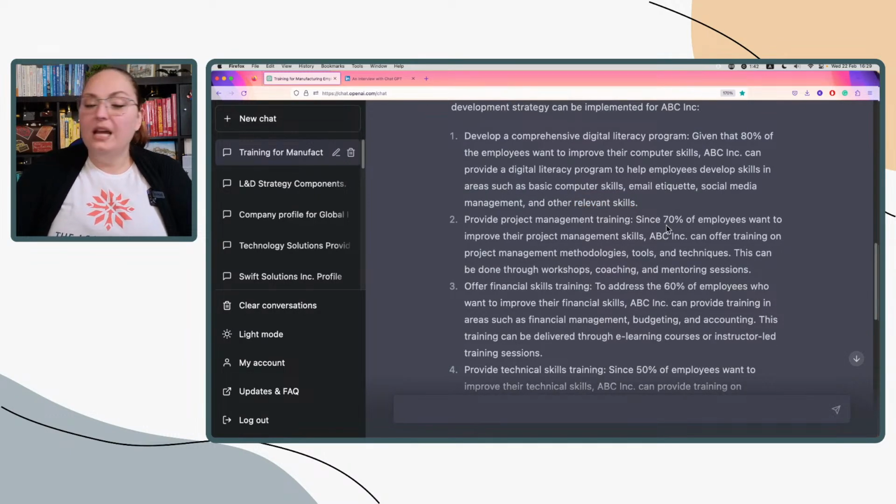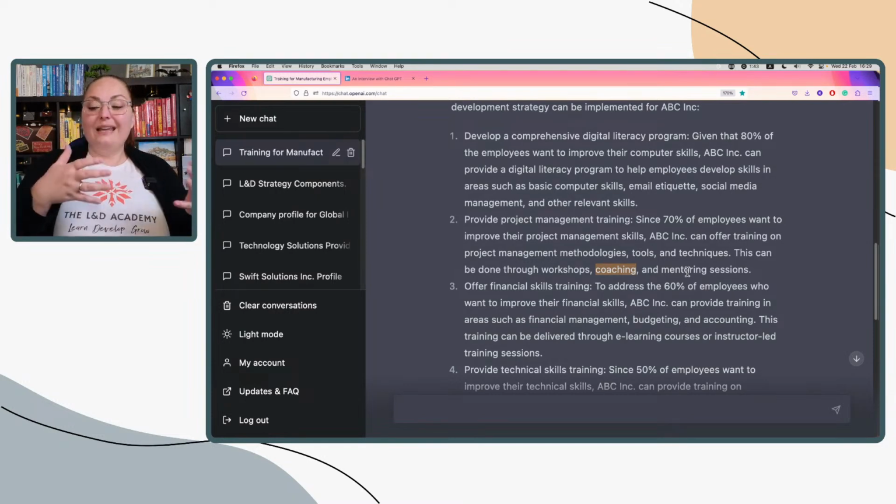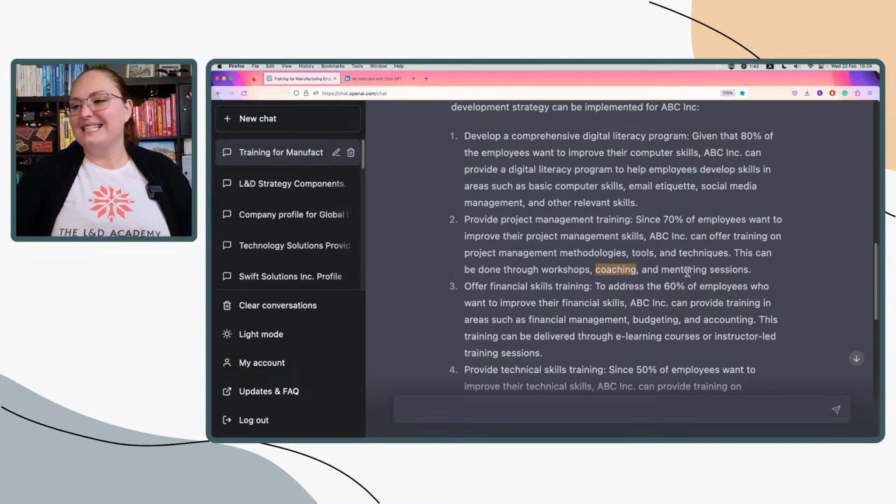Provide project management training. That was to be expected because we did say 70% of people want it. It can offer training on project management methodologies, tools, and techniques. This can be done through workshops, coaching, and mentoring sessions. So again, I think I've trained ChatGPT at this point to not just suggest training and then move on, but actually provide a few more things. Coaching specifically, I think, would work really well for project management, and mentoring too, because it can really be the difference between understanding something theoretically and seeing how it actually works in practice.